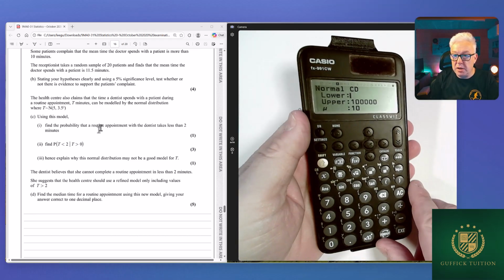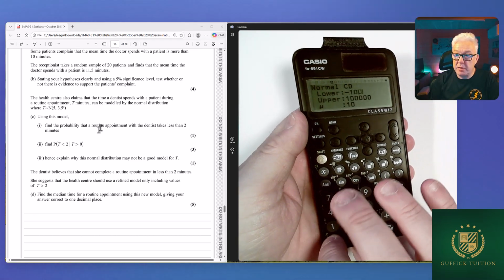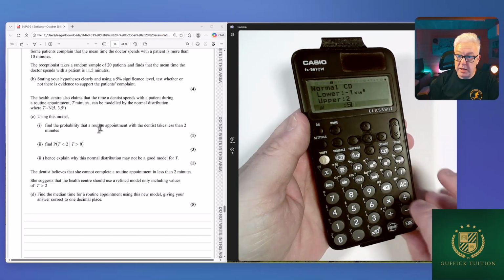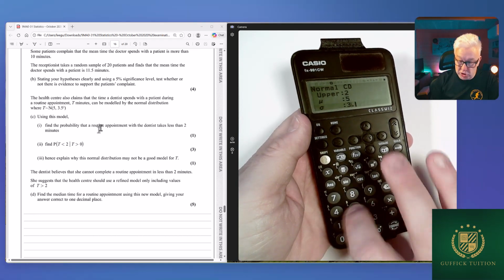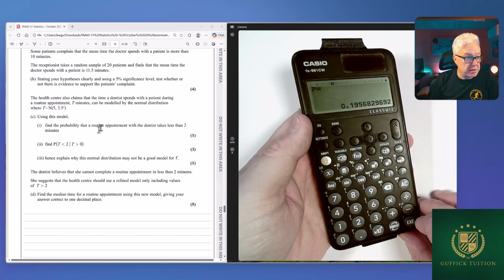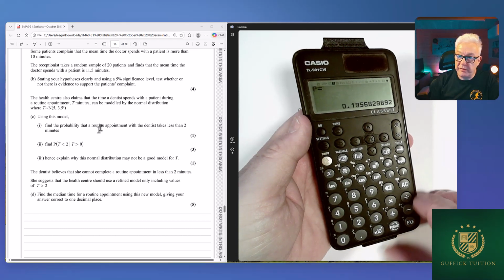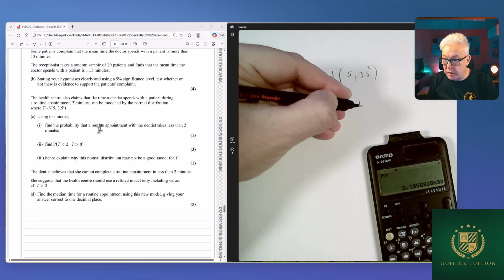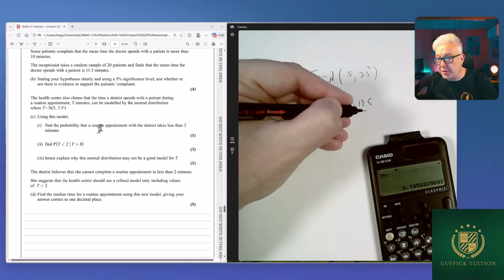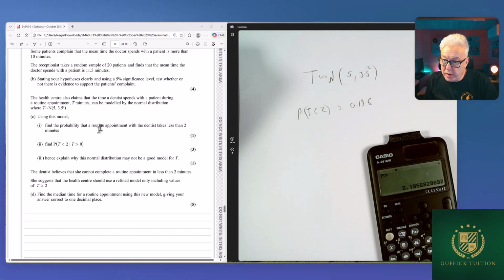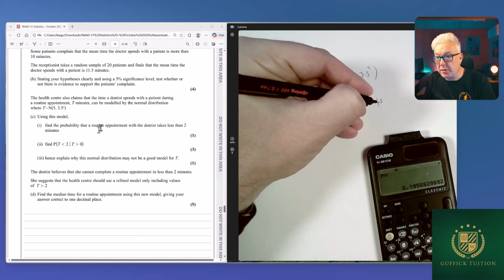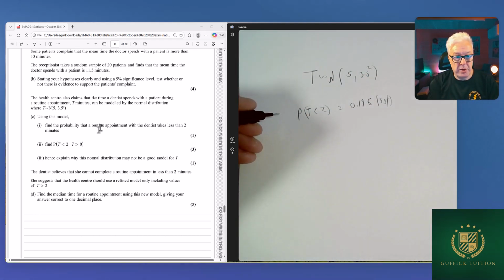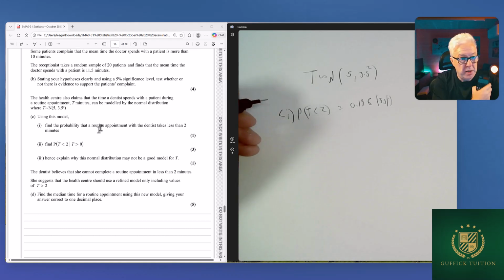So here we are. Let's have a look. So lower, just a really big negative number if you're using this kind of calculator. Upper is going to be 2 minutes. The mean in this case is 5 and the standard deviation is 3.5. So that is 0.1957, okay? In fact, I might just give it to 3 significant figures. 0.196, 3 significant figures. Okay, that's fine. So that is our C part 1.